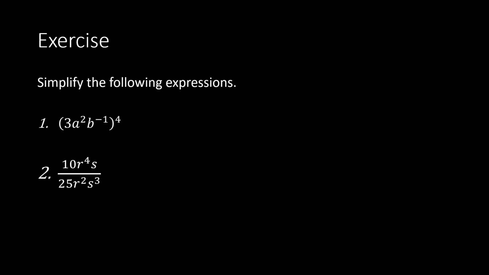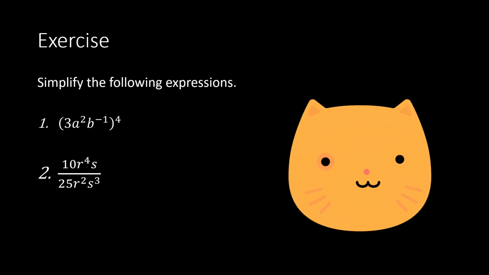Let's go to the following exercise. Simplify the following expressions. Number 1, the quantity 3a squared b raised to negative 1 raised to 4. 2, 10r to the 4th power s all over 25r squared s cubed.